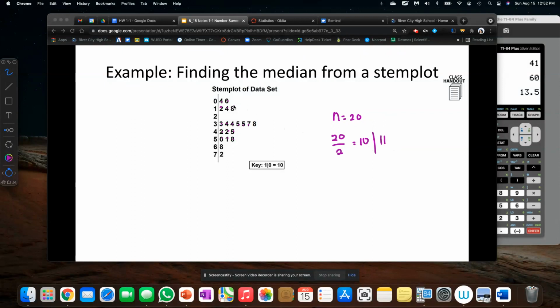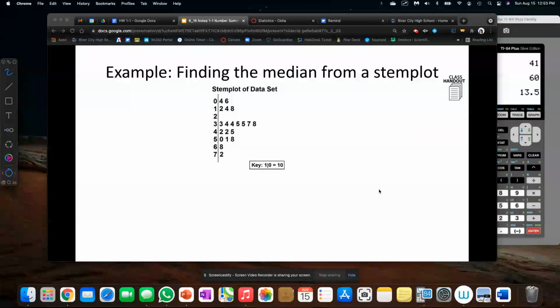All right, so I'm going to count 10 numbers, 1, 2, 3, 4, 5, 6, 7, 8, 9, 10. So these are going to be the middle two numbers, and you can always double check by counting below. So 1, 2, 3, 4, 5, 6, 7, 8, 9 below, and then 1, 2, 3, 4, 5, 6, 7, 8, 9 above. So we know that 35 and 37 are the middle two numbers, but remember when you have two middle numbers, you're going to find the average. So 35 plus 37 divided by 2, that's just going to be 36. So the median of this data set is going to be 36.